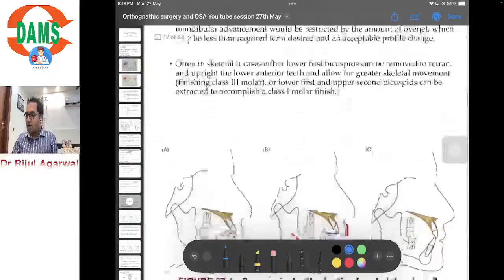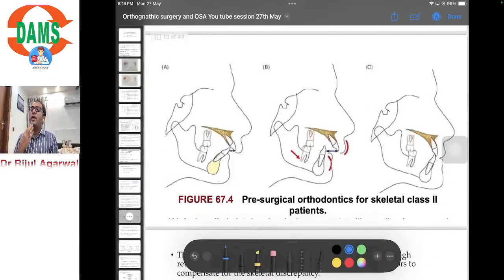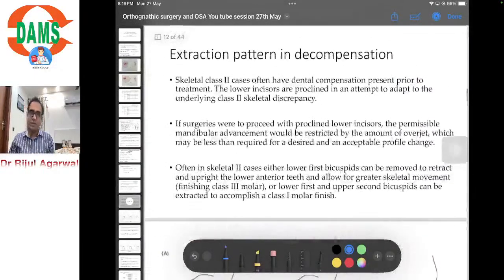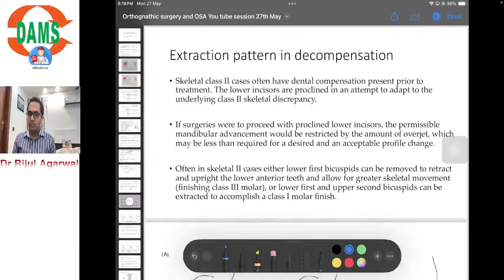That is, retrocline the upper incisors and procline the lower incisors. So अगर इस compensation teeth position पे we tend to advance the lower jaw or bring the upper jaw back in class 2 correction, what will happen? The surgery will be incorrect. So first we have to remove these compensations. What is written is that if the surgeries were to proceed with this proclined lower incisor, the permissible movement would be restricted by the amount of overjet. Okay. So the profile changes would not be as achievable as they would have been had these compensations been removed.